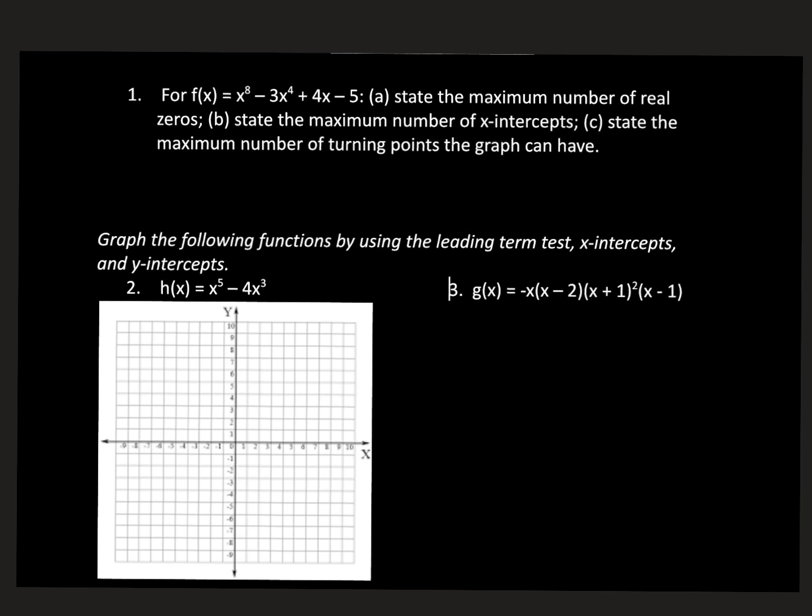All right, guys, let's knock out this practice test. See how we're doing. Number one, for that function right here, find the max number of real zeros, max number of x-intercepts, and how many turning points, okay? How many zeros does it have? Maximum number of real zeros is the same as the degree, which is 8 in this case.